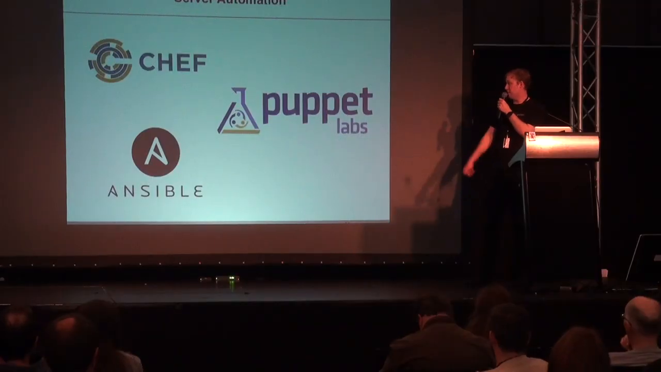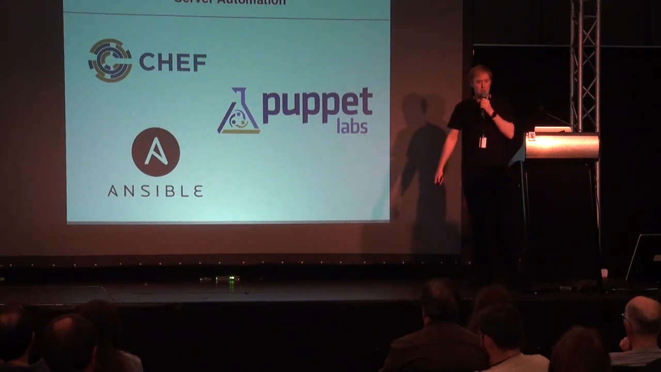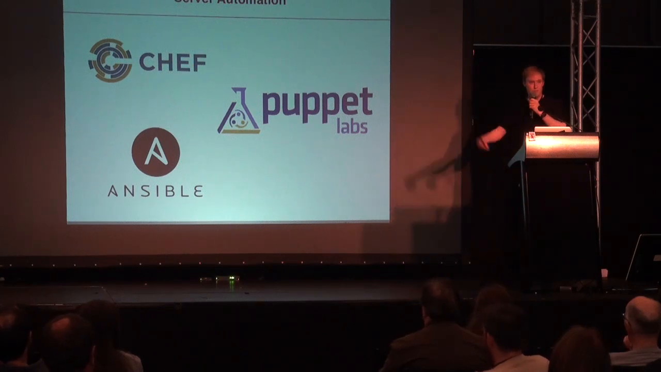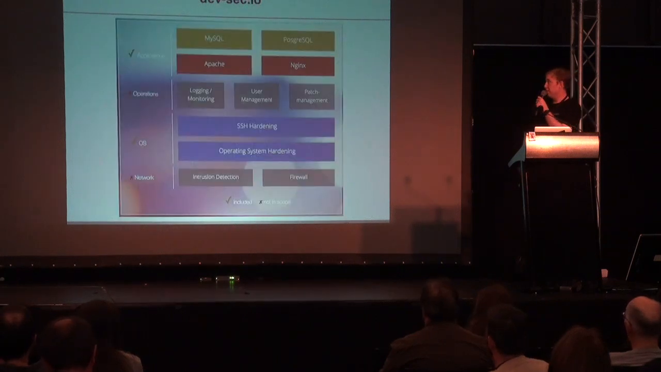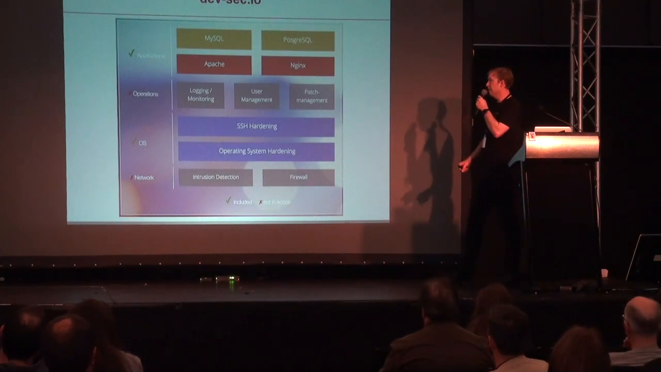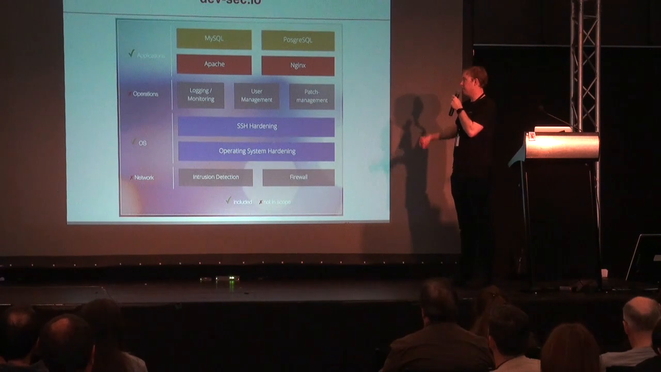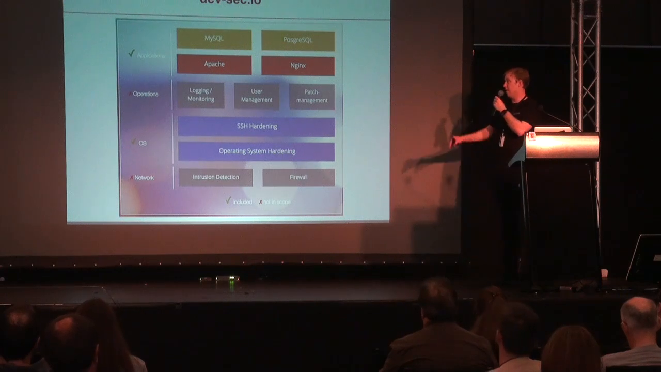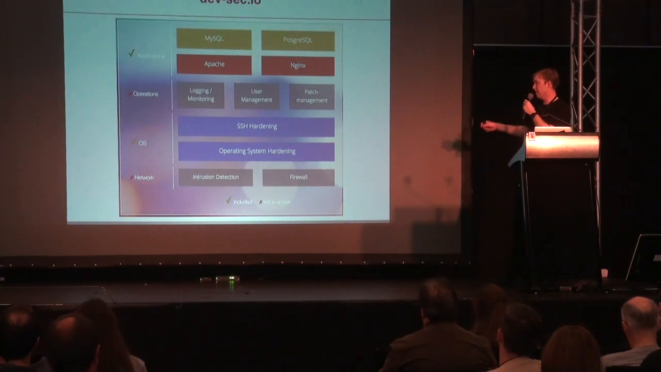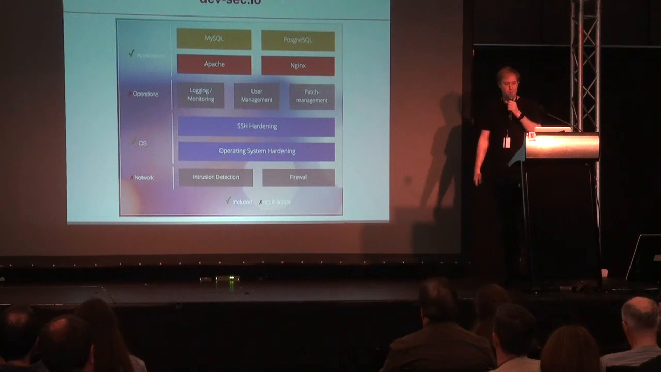Thankfully, we have great server automation tools: Chef, Puppet, and Ansible. I went with Ansible for hardening. I'm sure other people are using other things. There's also this great project called DevSec.io, which is basically pre-built scripts for all of those server automation tools that will harden the application level as well as the OS level. So that actually makes it really easy.